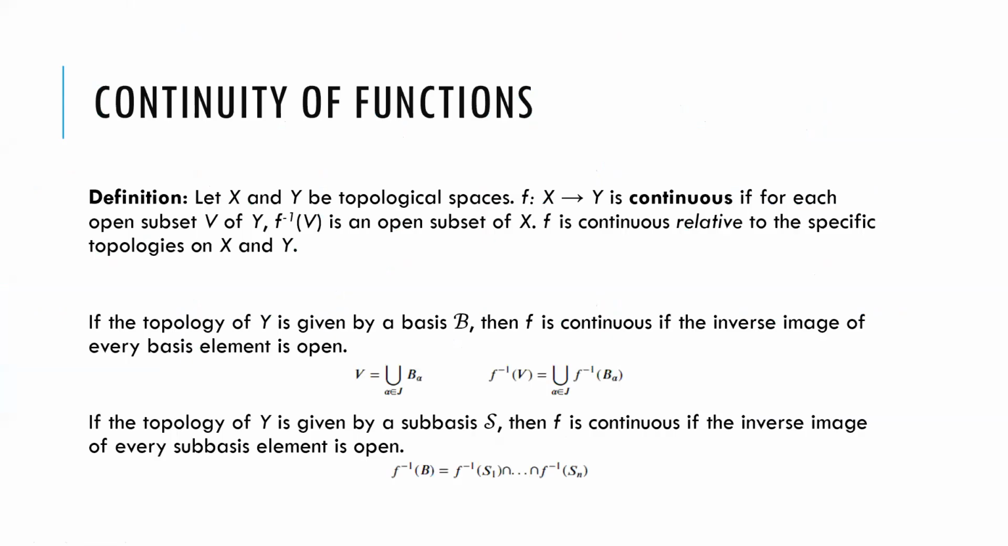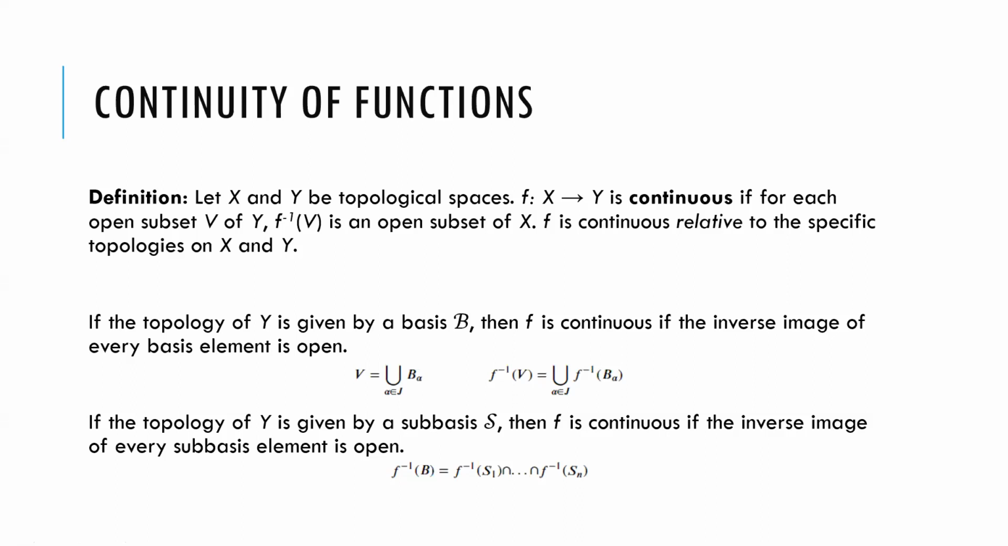So we start with our definition for continuity of functions in topology. If X and Y are topological spaces and f is a function mapping X into Y, it is continuous if for each open subset V of Y, the inverse image of V is an open subset of X. It is important to note that the continuity of f depends not only on the function, but also on the topologies of X and Y.